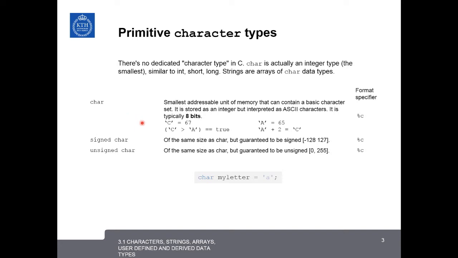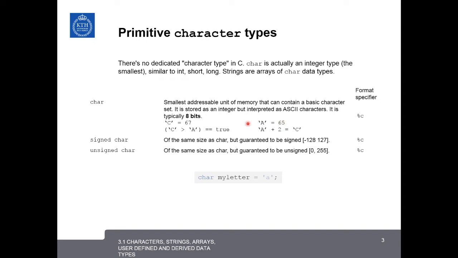You can define a character with the type char and then an identifier like my_letter, and then always enclose your character with a single quote on either side. So here we have the character capital C, which is equal to the integer value of 67, or A, which is equal to the value of 65.